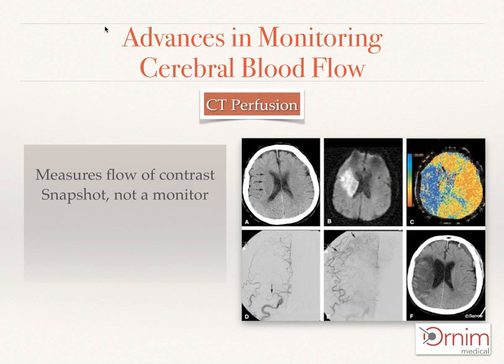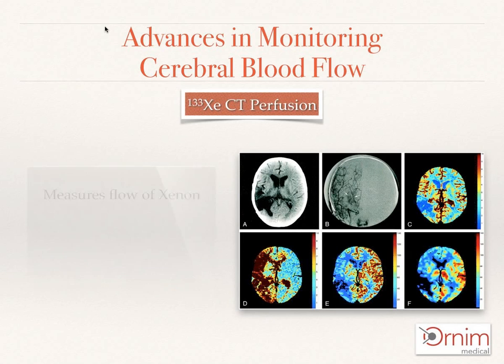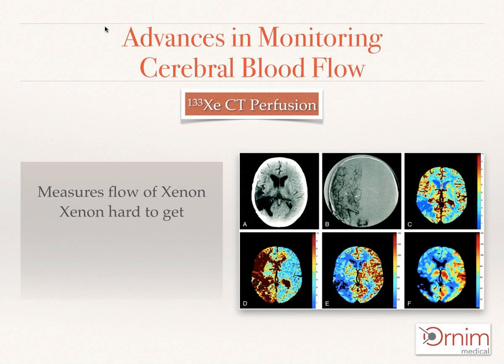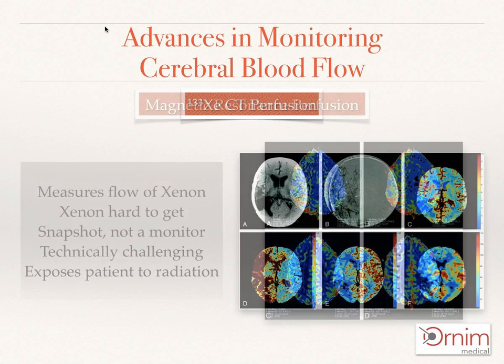CT perfusion measures the flow of contrast through the brain. It gives us a snapshot. It is not a true monitor. It can be technically challenging. It does expose the patient to radiation and contrast dye as well. Xenon flow perfusion actually is getting a little harder to do these days. Xenon is harder to obtain. It does give us a snapshot in time. Again, it's not a monitor. It's technically challenging, and even though it's considered a gold standard, unfortunately does expose the patient to radiation.